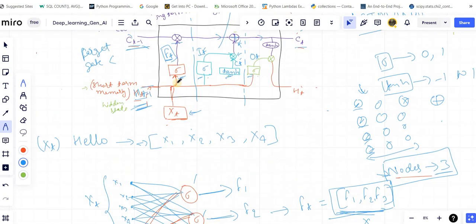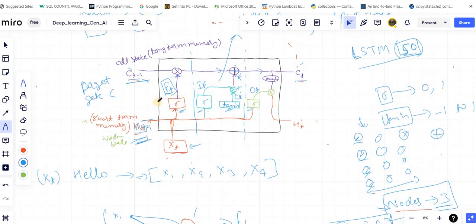Now tell me, any confusion in the forget gate? If you understand it block by block, you can figure it out. Any confusion in the forget gate?